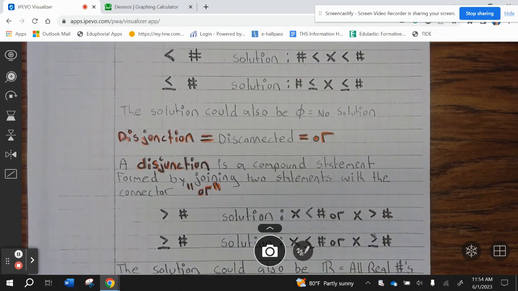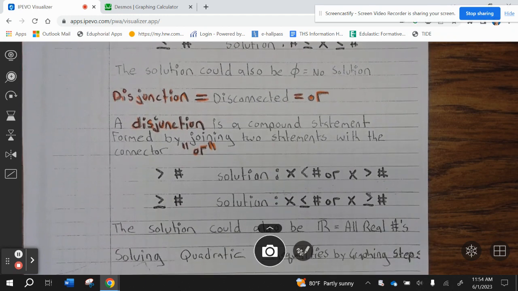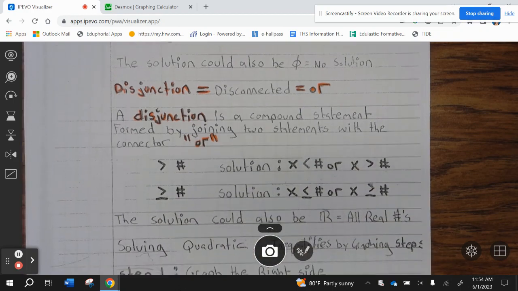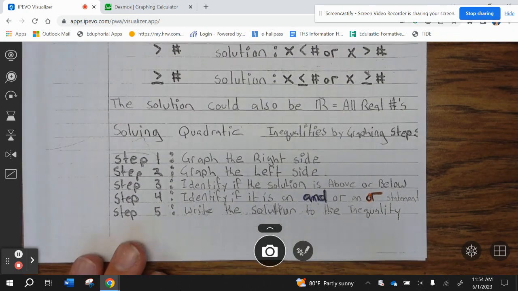Disjunction equals disconnected equals or. A disjunction is a compound statement formed by joining two statements with the connector or. So when it's greater than a number, the solution looks like this. When it's greater than or equal to a number, the solution looks like this. The solution also could be all real numbers.